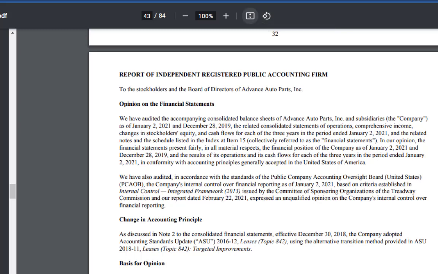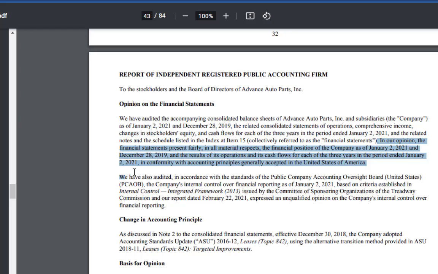I don't know if I have a highlighter on here. I don't think I do, but it would be right here. Let's see if I just highlight it. In our opinion. Right, so it's right here. In our opinion, the financial statements present fairly in all material respects the financial position of the company.